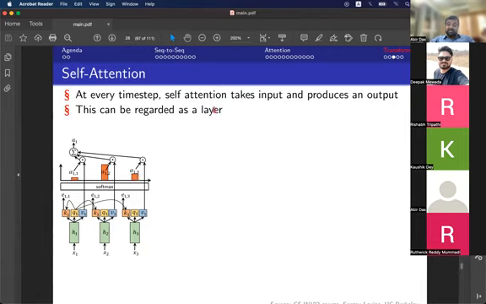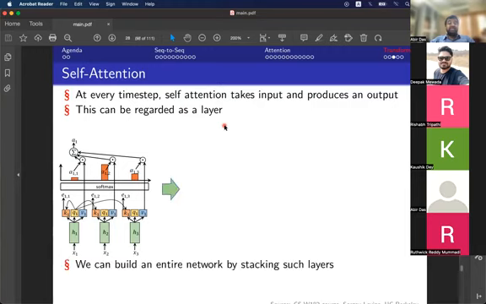And what is the output? At every time step, self-attention takes input and produces an output. This can be regarded as a layer, just like the conv layers: it takes input, gives output. So it can be a layer, and we can build an entire network by stacking such layers. And how will it look?